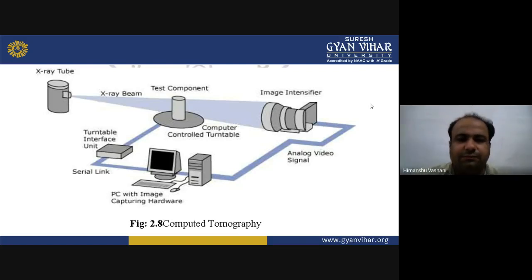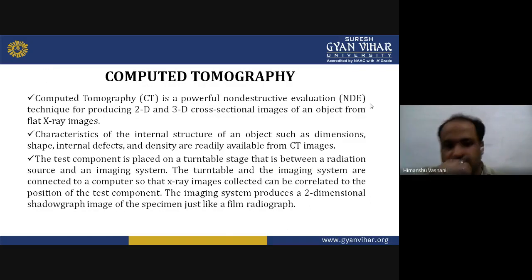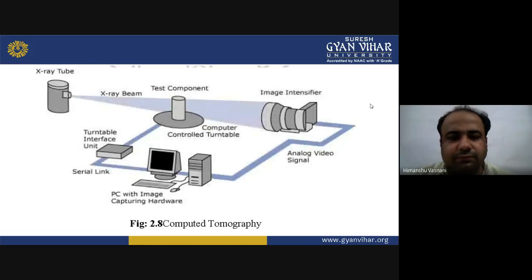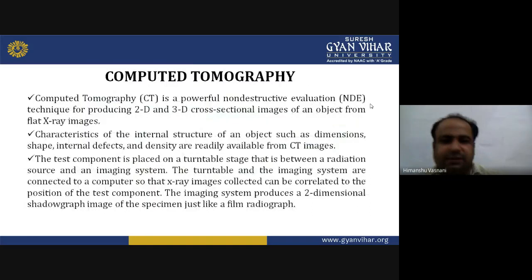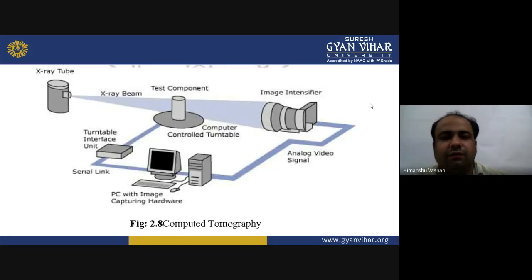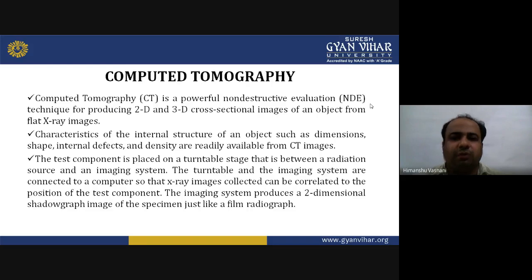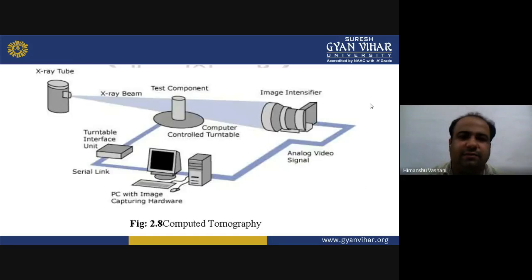So what happens in this? The test component is placed on a turnable stage between a radiation source and an imaging system. The turntable and the imaging system are connected to a computer so that the X-ray images collected can be correlated to the position of the test component. The imaging system produces a two-dimensional shadowgraph image of the specimen, just like a film radiograph. This is a technology used to find 2D and 3D cross-sectional images of an object from flat X-ray.